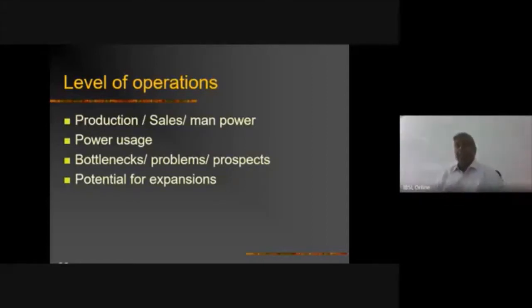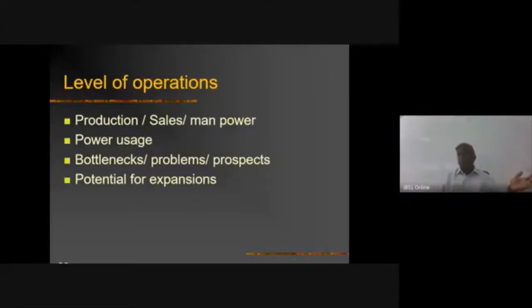Balance means, just imagine, for a certain item's production, you need about three machines: machine A, machine B, machine C. The raw material has to go through machine A first, then machine B, then machine C. Finally, the product will come. Machine A may have a capacity of 10 tons per day. Machine B has a capacity of 8 tons per day. Machine C has a capacity of 12 tons per day. Just imagine, three machines.